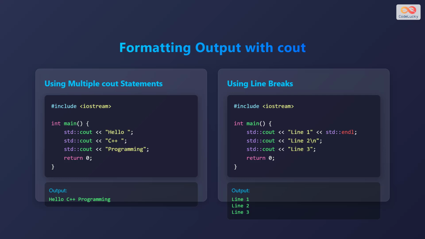Next, let's look at using line breaks. To start a new line in the output, you can use std::endl, or the new line character, \n. Here's how. Include the iostream library. Inside the main function, use std::cout to print "Line 1" followed by std::endl, which will move the cursor to the next line. Then print "Line 2" followed by the new line character \n, which also moves the cursor to the next line. Finally, print "Line 3". This will output line 1 on the first line, line 2 on the second line, and line 3 on the third line.